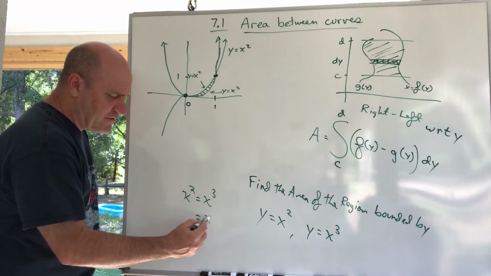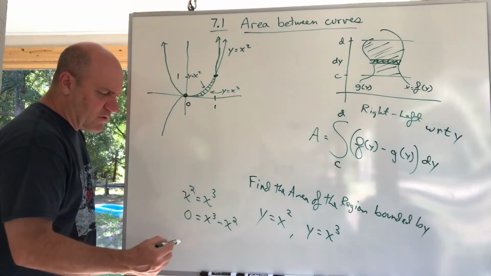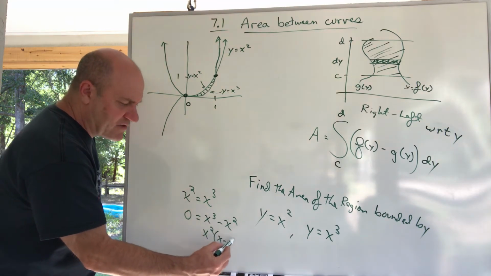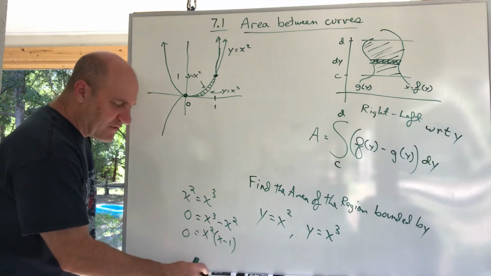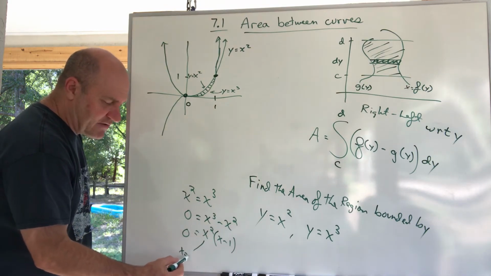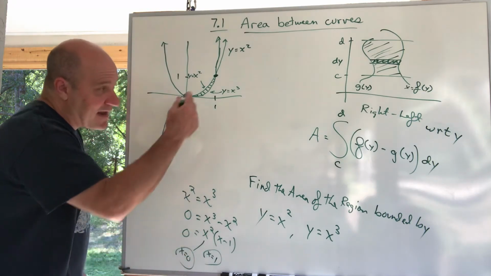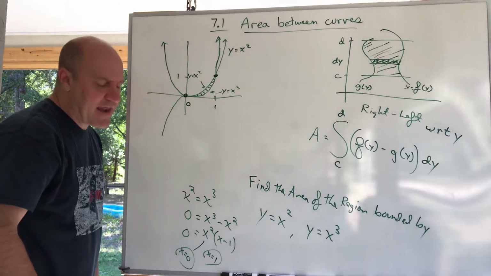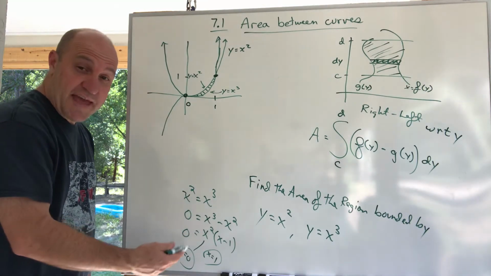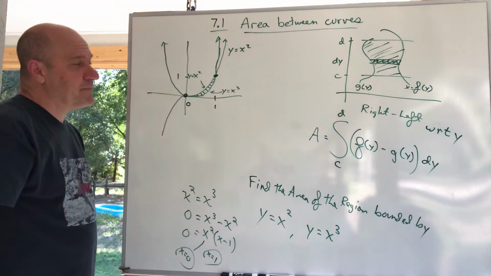If I move the x squared to the other side, set it equal to 0, and factor out an x squared, I'm left with x minus 1. I set each factor equal to 0, and I get x equals 0 as one of my answers, and x equals 1 as the other. I knew that because I got it by guessing. I could see that. But there's the actual setting them equal to each other, doing the algebra to find those points of intersection, or those x values.